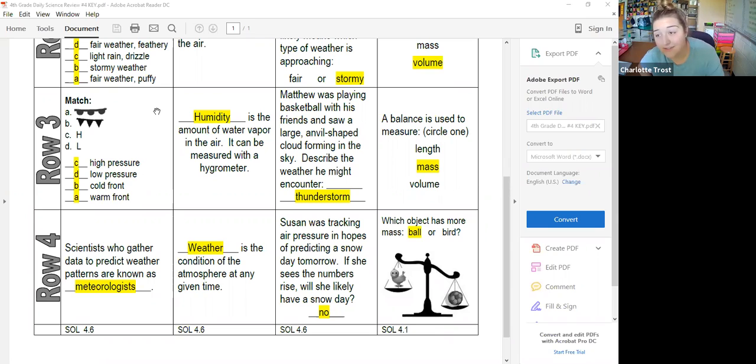Humidity, we get this in the summertime. We actually had some humidity last week. It is the amount of water vapor, so how much water is floating around in the air.